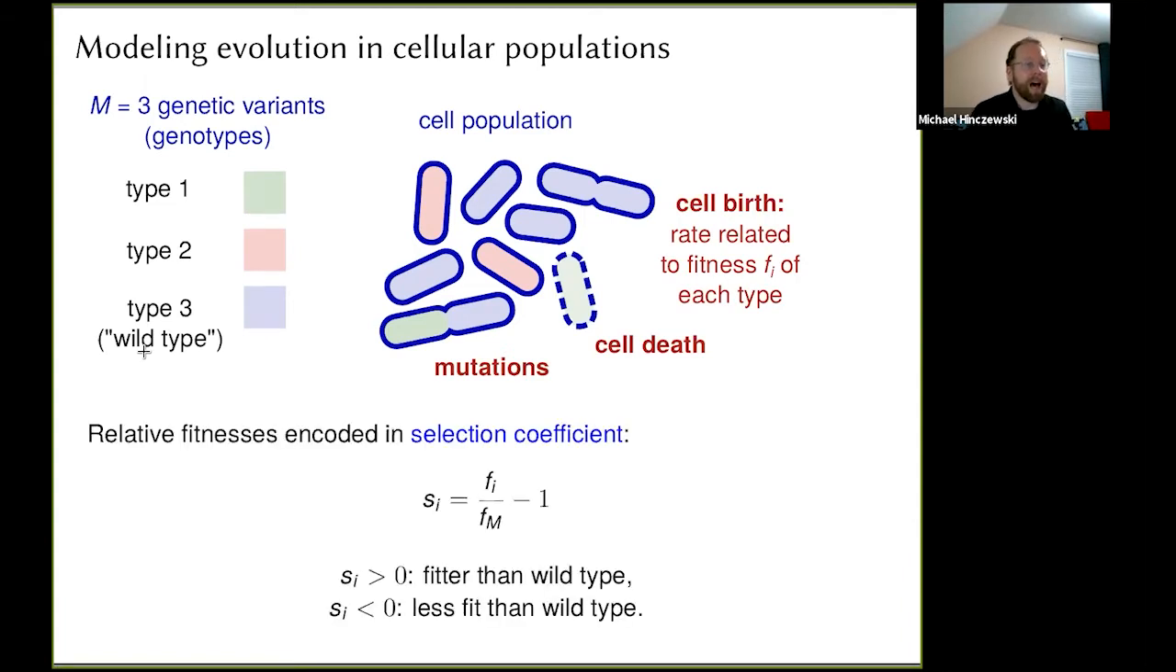Ultimately, we're going to be talking about fitness relative to the wild type. If we have the fitness of type i divided by the wild type fitness, minus 1, we're going to call that the selection coefficient. If S of a particular type is greater than 0, that means it's fitter than the wild type. If it's smaller than 0, it's less fit than the wild type. And what our external control is going to be is that we're going to be able to essentially do something to perturb this value of S.